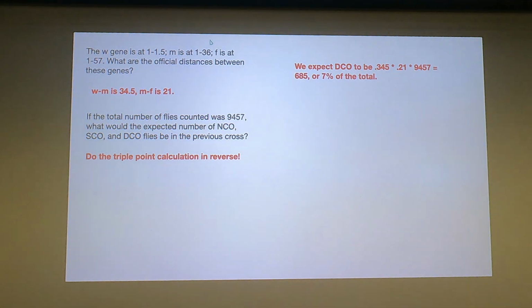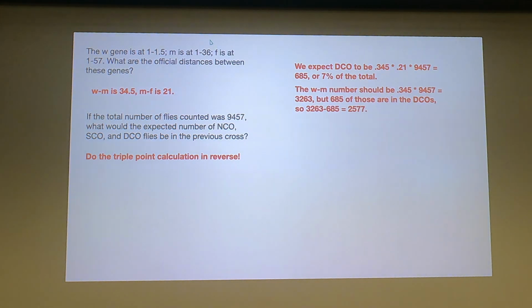Again, we're doing the triple cross calculation in reverse. And remember that we figure out the frequency that we observe of single crossovers when we add the double crossover frequency to it. You look like you know what you're doing. What? So do you have to subtract the 7? Yeah. From the 34. Exactly. So we expect 34.5 minus 7%. And that would give us the expected frequency of single crossover events.